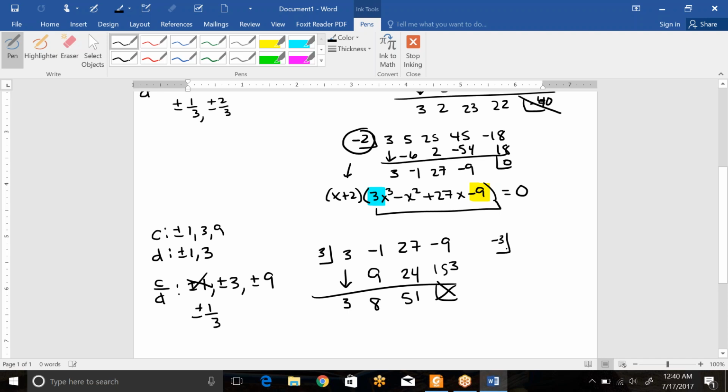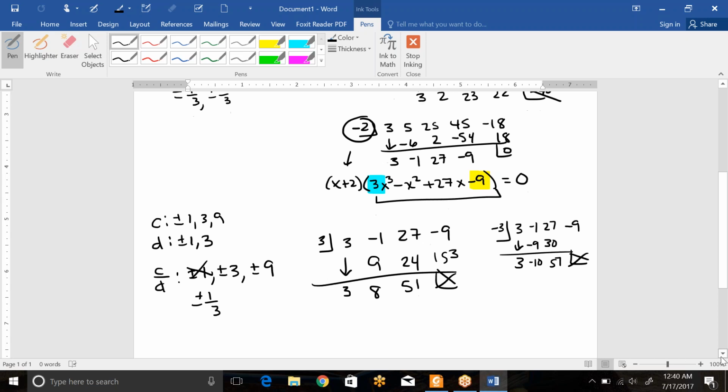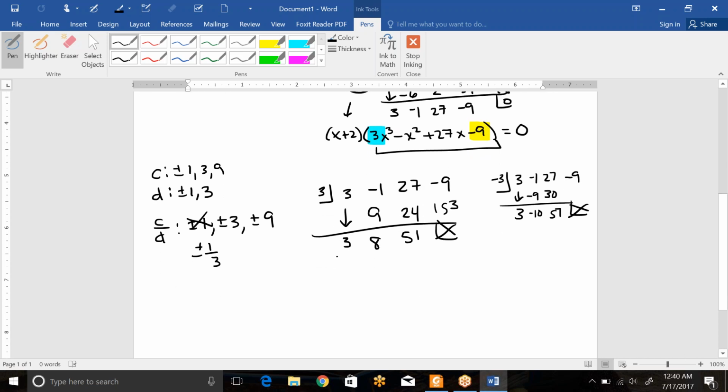Let's try -3. Bring down the 3, multiply, that's -9, so that makes that -10. Multiply, that's 30. That's going to be 57. Multiply, that's also not going to get 0. Okay, so we can try 1/3 or -1/3. I'm more likely to do that because these are getting so big that 9 and -9 are probably going to get really big. So I'm going to try 1/3.